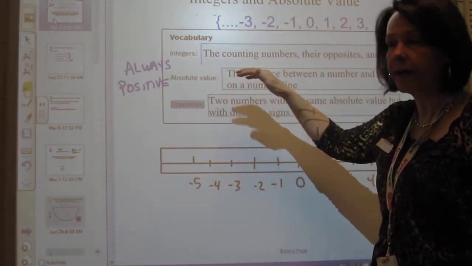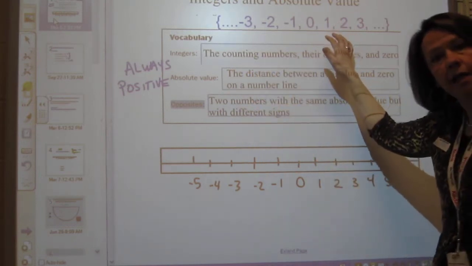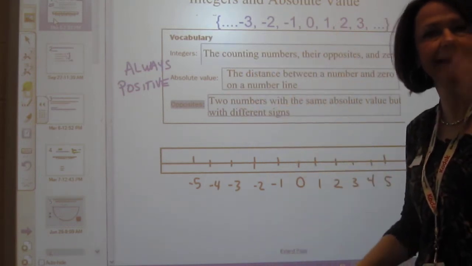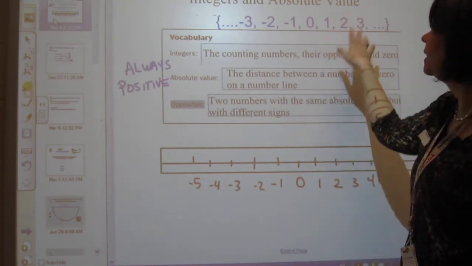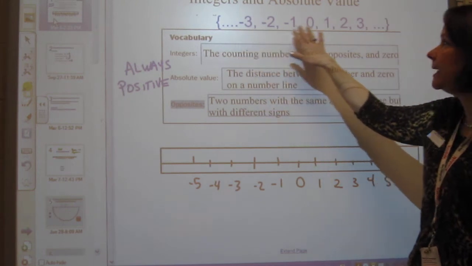Integers and absolute value. Integers, remember, are the counting numbers, like what you did in kindergarten, 1, 2, 3. Their opposites, -1, -2, -3, and 0.